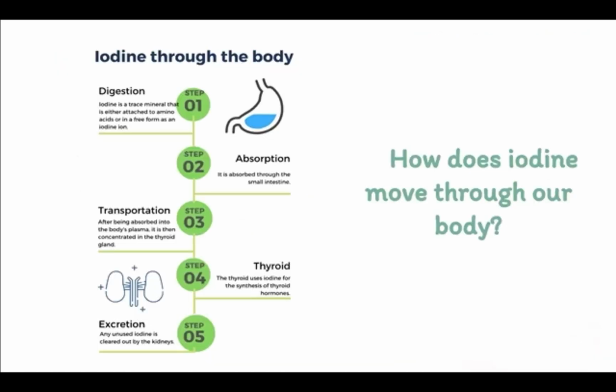So how does iodine move through our body? First, iodine is ingested through food or supplements, and it's either attached to usually amino acids or it's found in a free form as an iodine ion. It's absorbed in the small intestine, and after it's absorbed into the bloodstream, it's transported through plasma and concentrated in the thyroid gland. Once it's in the thyroid gland, iodine is used for the synthesis of thyroid hormones. And if there's any excess or unused iodine, it's cleared out through the kidneys into the urine.